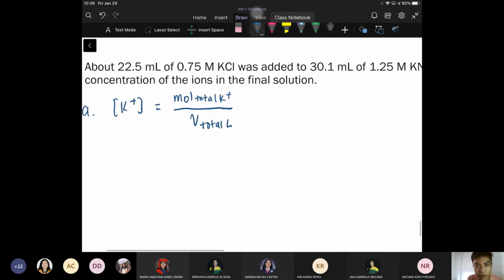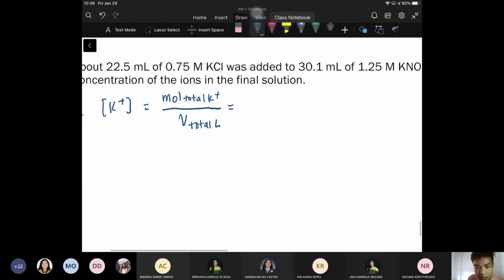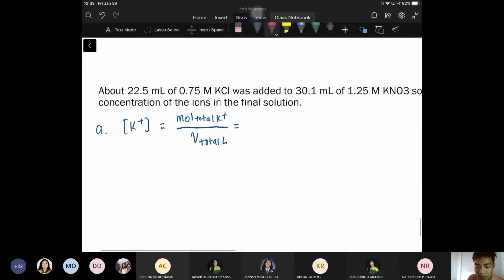Okay, so we have to solve for the total moles of K+, and we have to find the total volume of the solution in liters. Okay, so paano natin kukunin yung moles ng K+ in total? Ano yung sources ng K+ natin? So we can get our K+ here. Kasi remember, KCl will dissociate into K+ and Cl-. 1:1 yung ratio nila. So kung ano yung moles ng KCl, yun na rin yung moles ng K+.